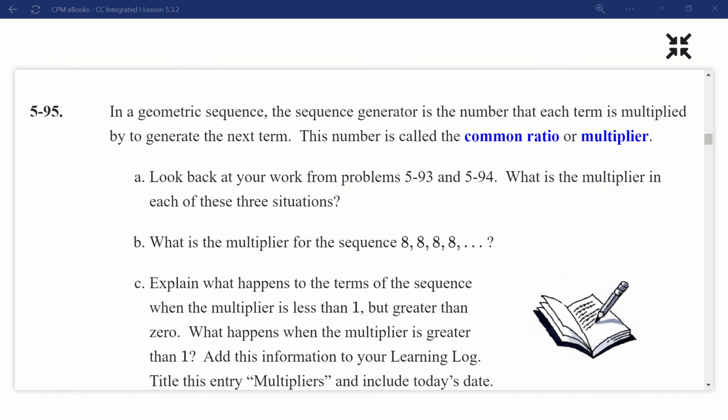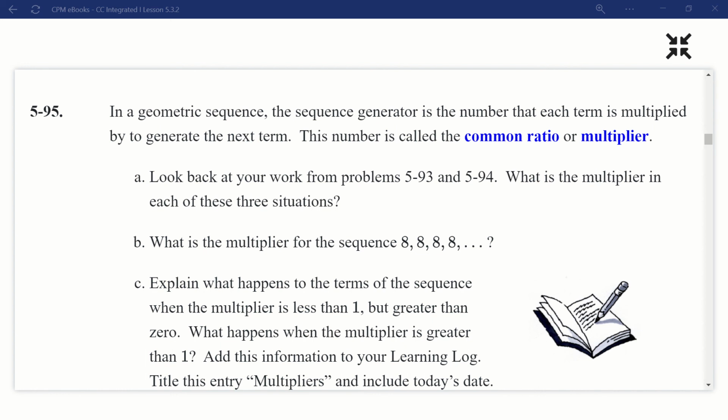All right, so the last thing that I want you to include today is a response to 95. It says, in a geometric sequence, the sequence generator is the number that each term is multiplied by to generate the next term. This number is called the common ratio or the multiplier. And if you think about this with an arithmetic sequence, we had a common difference. So here we've got a common ratio or the multiplier.